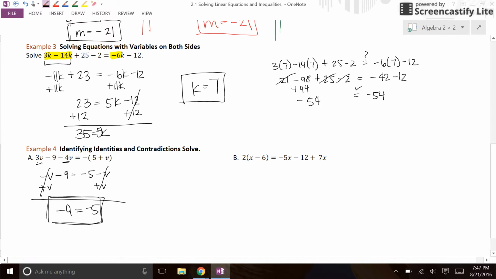Negative 9 can't equal negative 5. That doesn't work. Those two things aren't the same. They can't be equal. So this is an example of having a problem that has no solution. And that would be your answer, because that just does not make sense.